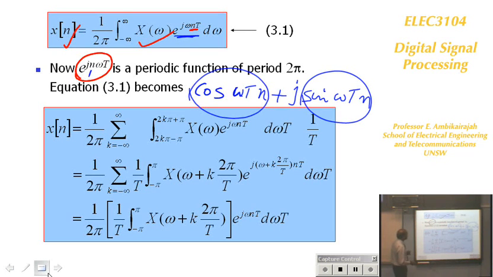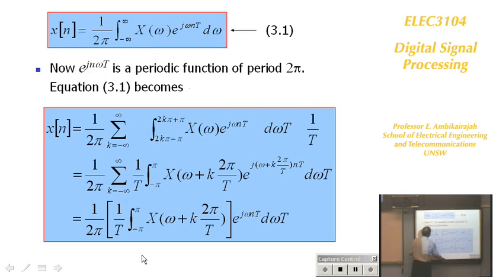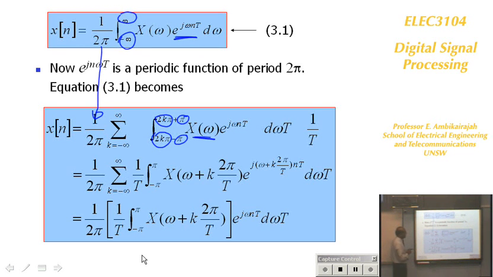So I can now rewrite this equation as x[n] equal to the same thing. There's 1 over 2 pi here. The integral is from minus infinity to plus infinity. I'm not going to use minus infinity to plus infinity, because this is repeating. So let me go from integral 2 k pi minus pi to 2 k pi plus pi of X(omega) e^{j omega n T}. That's already there, right? Okay.